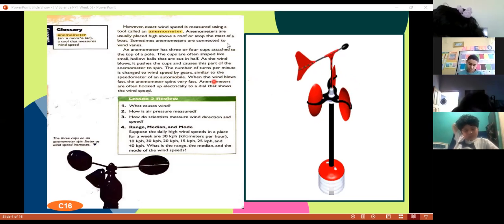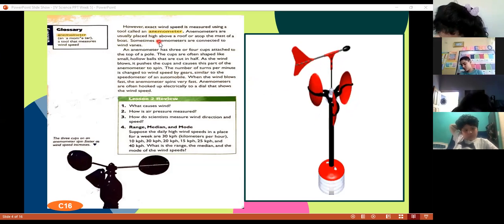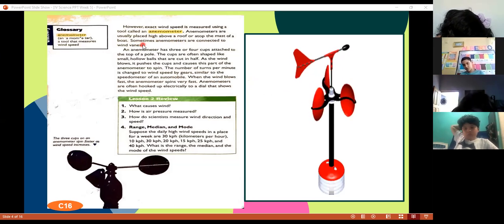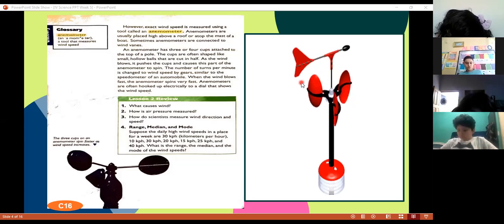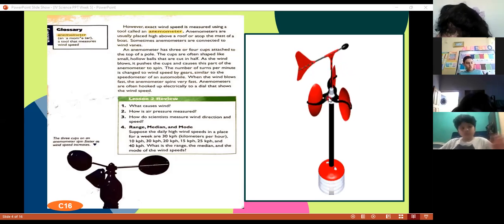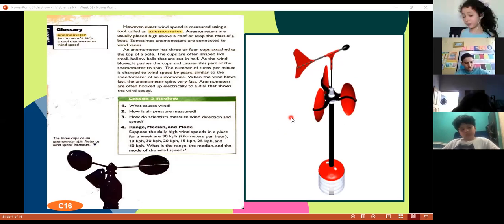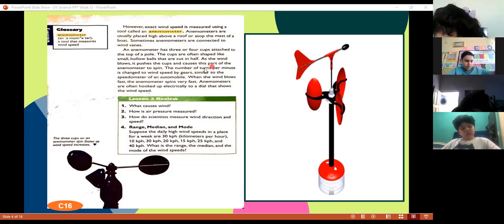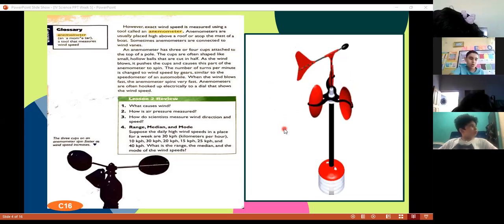These anemometers are usually placed high above, on the roof or at the top of the mast of a boat. Sometimes anemometers are connected to the wind vanes. You see some of them are connected to the wind vanes to check the direction and also the speed, because the wind vane is just for direction, but for speed is the anemometer.